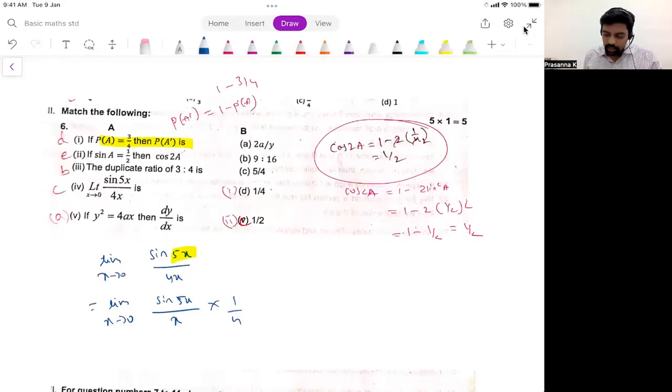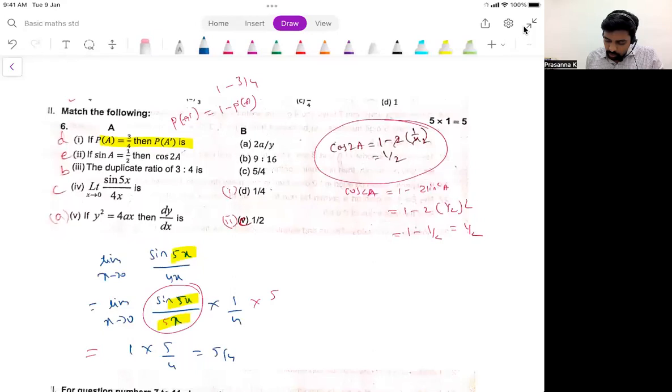Now again, look at the angle. So here angle is 5x, denominator is x. Tell me what is missing now. 5 is missing, right? So I will multiply by 5 and then I will divide by 5. So now sine theta by theta, it is matching. So limit x tends to 0, sine x by x will be 1. So if I apply the limit, sine 5x divided by 5x becomes 1 into 5 by 4. I will get 5 by 4.